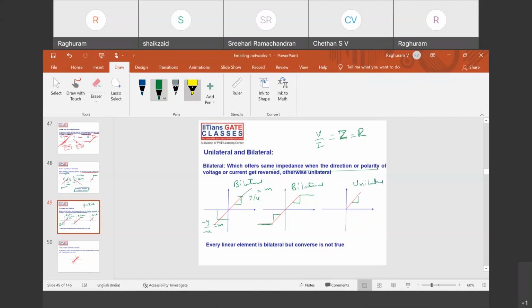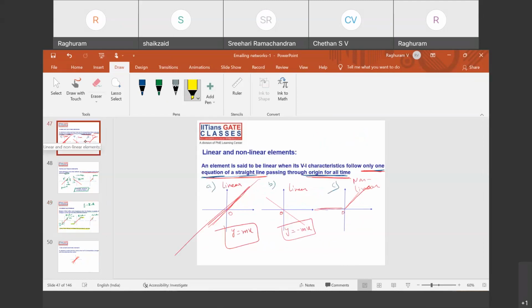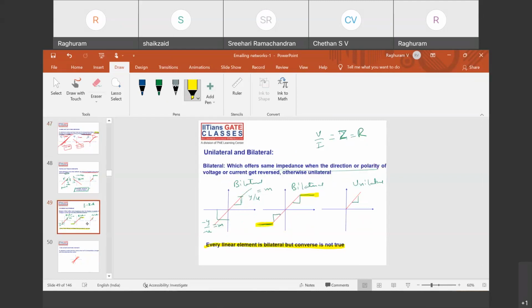And also see this one. Every linear element is bilateral, but converse is not true. Why? Because for a linear element, you should have only one straight line equation. But here the equation gets changed, right? So even then you can call it bilateral. But for a linear element, it should be only one straight line equation. That is why this holds good. Every linear element is bilateral, but converse is not true.